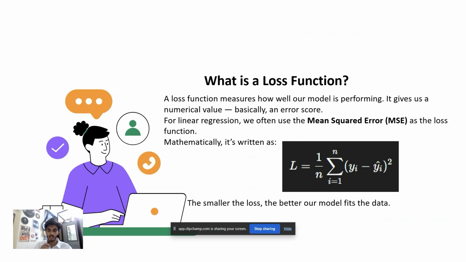Mathematically, it is written as the given formula where yi is the actual value, y cap i is the predicted value, and n is equal to number of data points. The smaller the loss, the better our model fits the data. The goal of optimization is to find the model parameters like slope and intercept of the line, which is the m and the c, which we will see in the upcoming formula. We find the slope and intercept of the line that minimize this loss function.